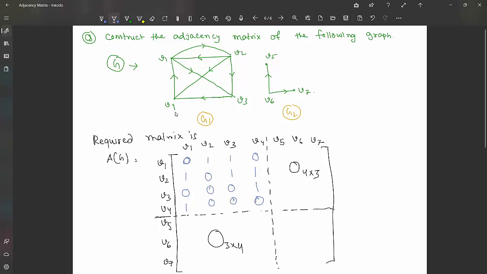Then for G2, actually V5 to V5 no self loop, 0. V5 to V6 there is no directed line, that's why this is also 0. And V5 to V7 no connection, so it is 0. Then V6 to V5 there is one line, so V6 to V5 it is 1. V6 to V6 no self loop, 0. V6 to V7 directed line, 1. Then V7 to V5 there is no directed line, 0. V7 to V6 the direction is opposite, so that's why we put 0 here. And V7 to V7 no self loop, this is also 0. So this is the adjacency matrix of the disconnected graph.